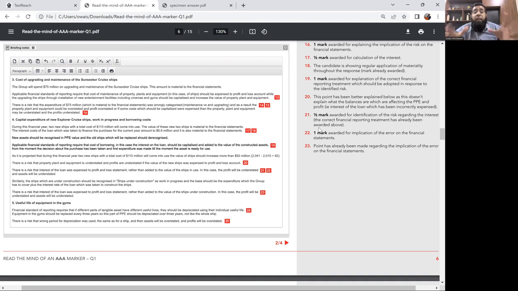Even if your risk is not well structured, you still got complete marks. All are technical marks, because professional skill marks are not necessarily given on every point you make. He has already got marks for communication earlier. He's already got marks relating to judgment. So half mark for calculation of interest, obviously a technical mark. 1 mark awarded for explanation of correct financial treatment. Half mark awarded for identification of risk relating to interest. 1 mark for implication. So complete 3 out of 3 marks were given to him.